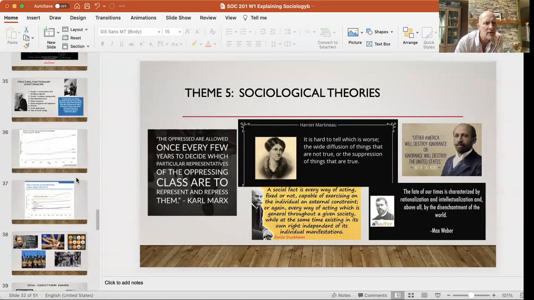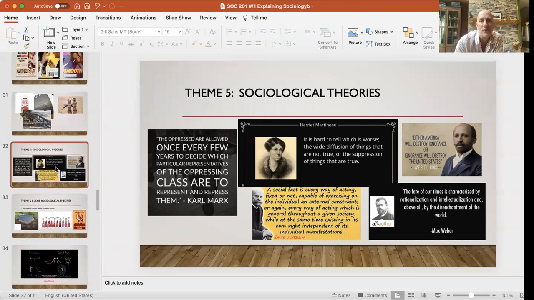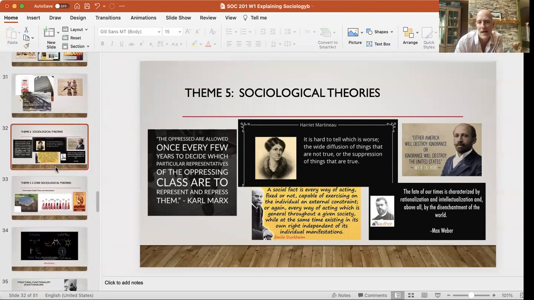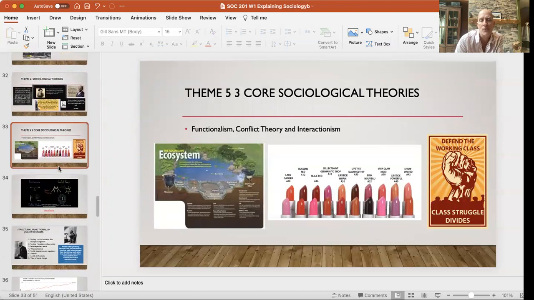And then let's see, I got maybe one more. Let's walk through these theories. We'll spend more time on the theories in class. We'll walk through the general ideas of the three theories. We won't spend a lot of time now, we'll spend more time in class talking about them.